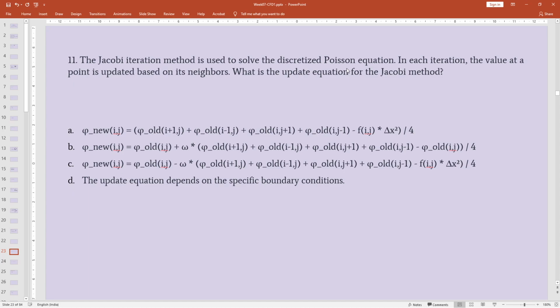The options are: option A, phi new i j is equal to phi old i plus 1 comma j plus phi old i minus 1 comma j plus phi old i comma j plus 1 plus phi old i comma j minus 1 minus f of i j, minus f of i j times delta square, divided by 4.